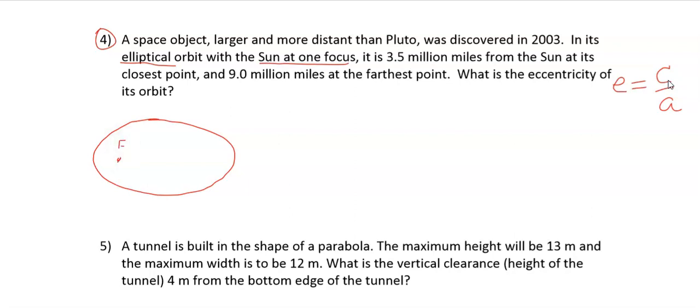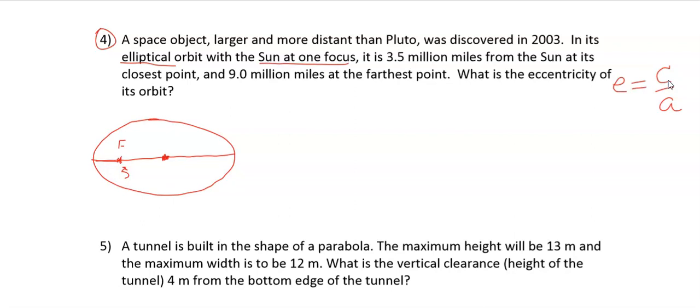There's your foci. And of course the foci lies on the major axis, so I can even draw the major axis there. Something like that. But there's a foci, and I'll just put the center about right there. Okay, now let's fill in some numbers, shall we? It's a space object larger and more distant than Pluto, discovered in its elliptical orbit. The sun is at one focus, so there's the sun right there. Okay, that's supposed to be an S. There's your sun right at the focus.